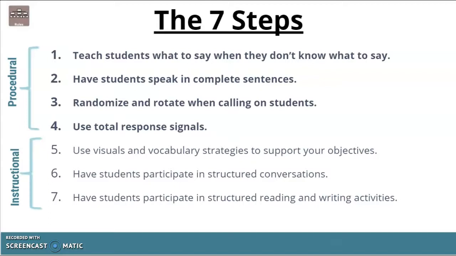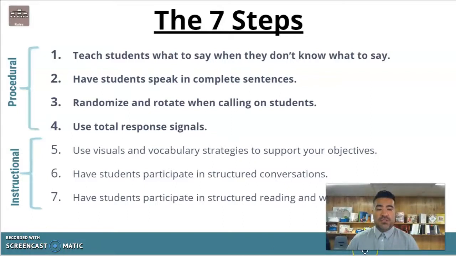Step number 1, teach students what to say when they don't know what to say. Step number 2, have students speak in complete sentences. Step number 3, randomize and rotate when calling on students. And step number 4, use total response signals.